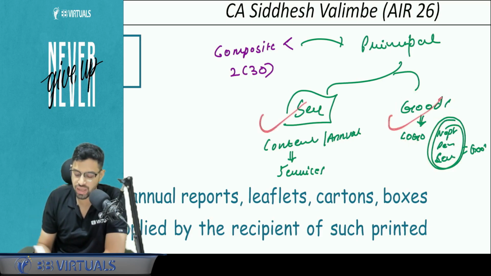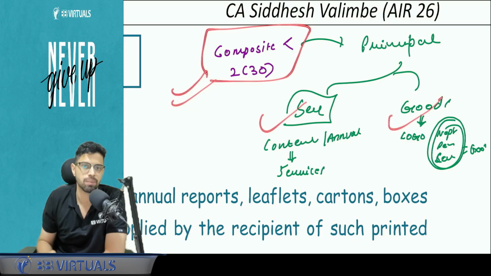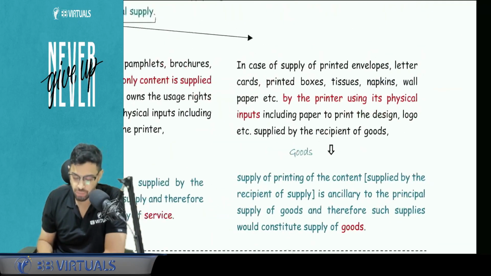So before classifying this, you please state that this is a composite supply at first. Otherwise you may lose your marks.